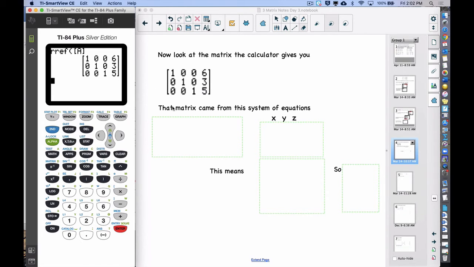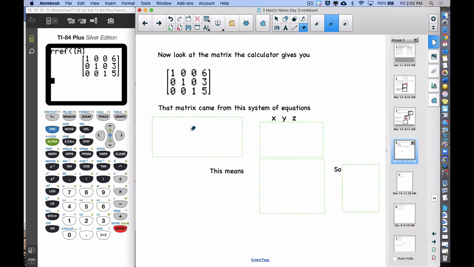And then the question is, well, what the heck does this mean? Well, this matrix came from this original system of equations. And when we made it into a matrix, we got rid of the letters. But that first column really stands for all of the x variables. And that second column really stands for all of the y variables. And the third column stands for all of the z variables.